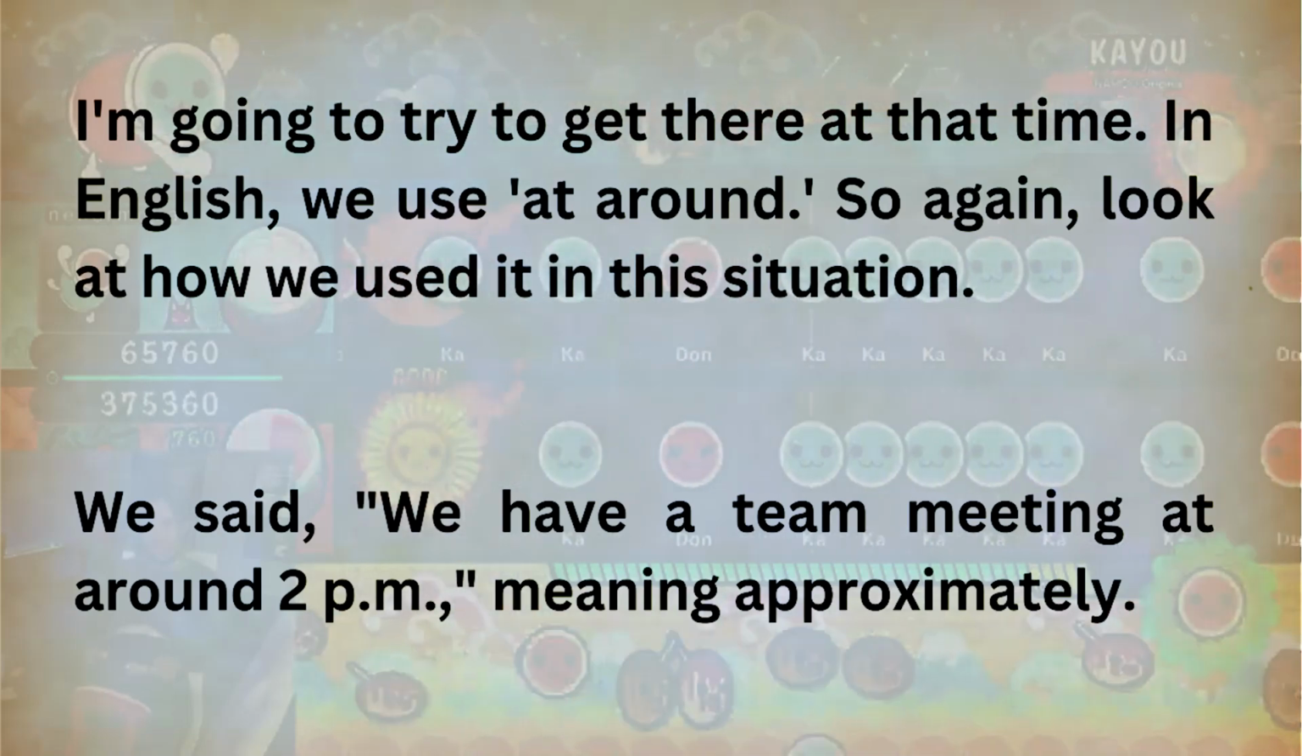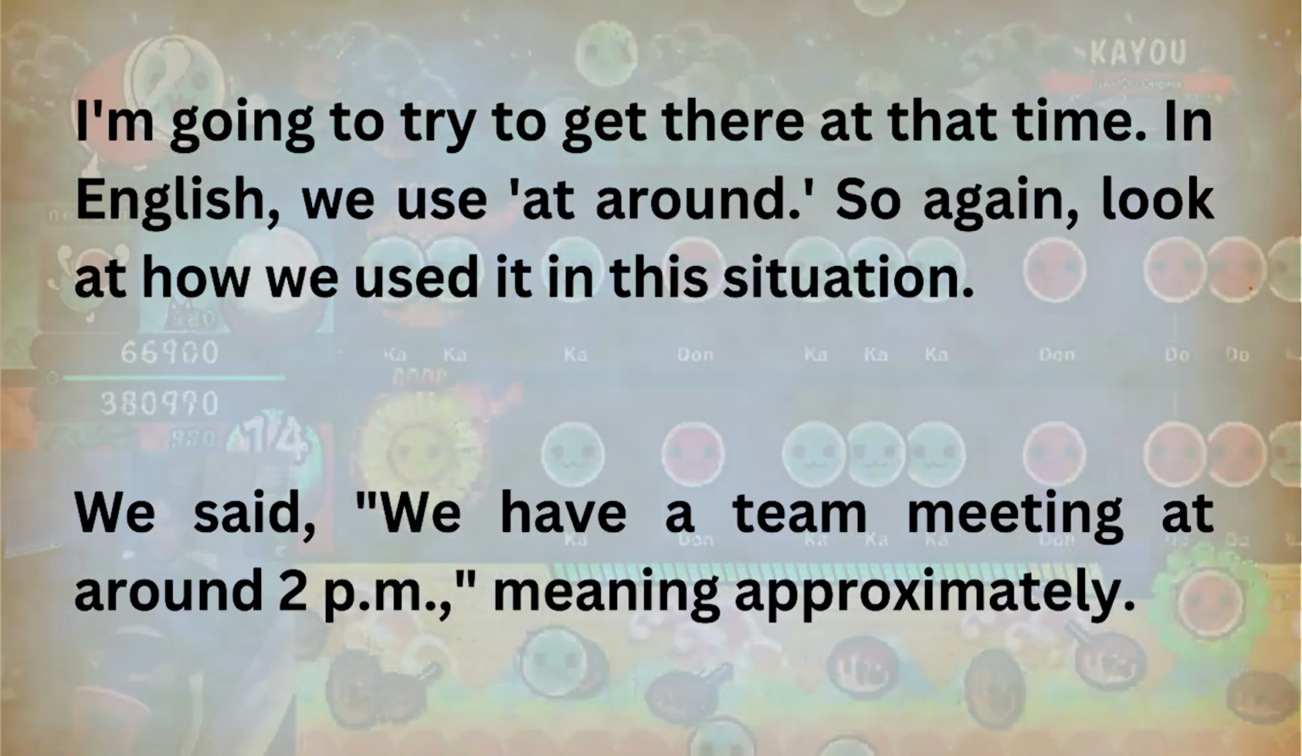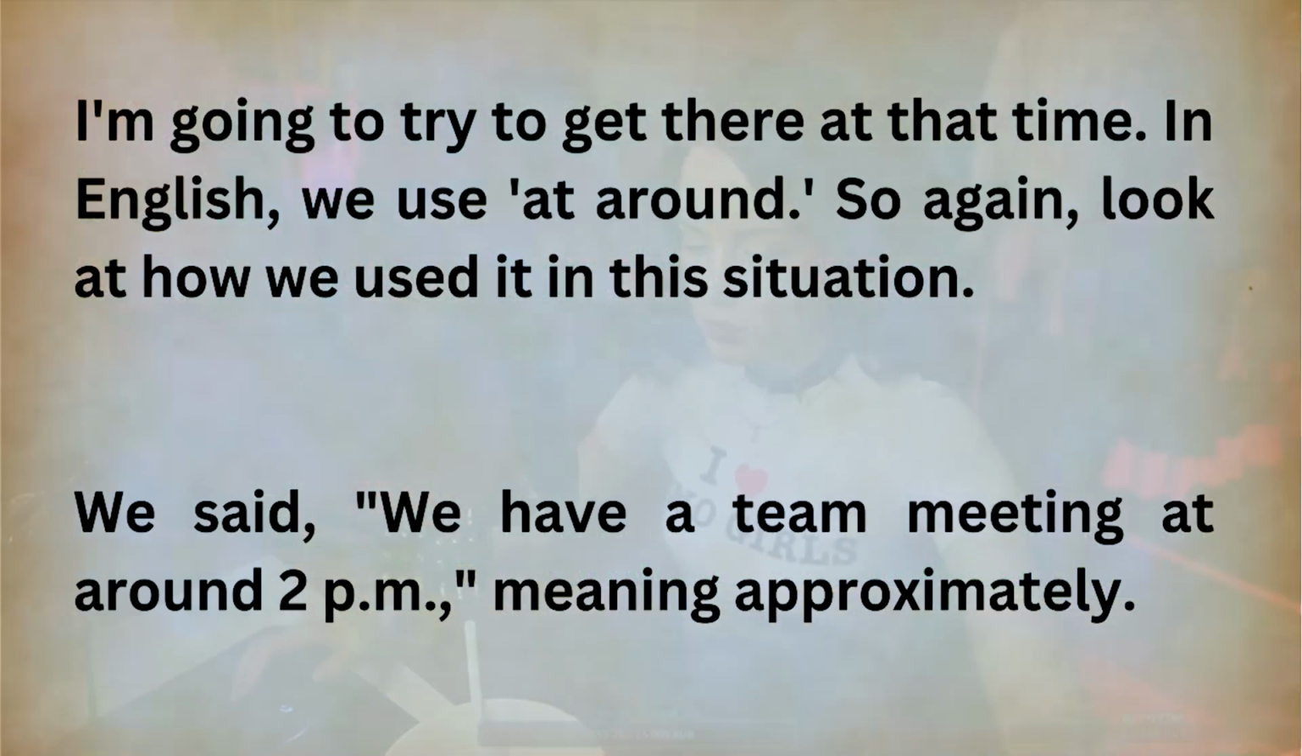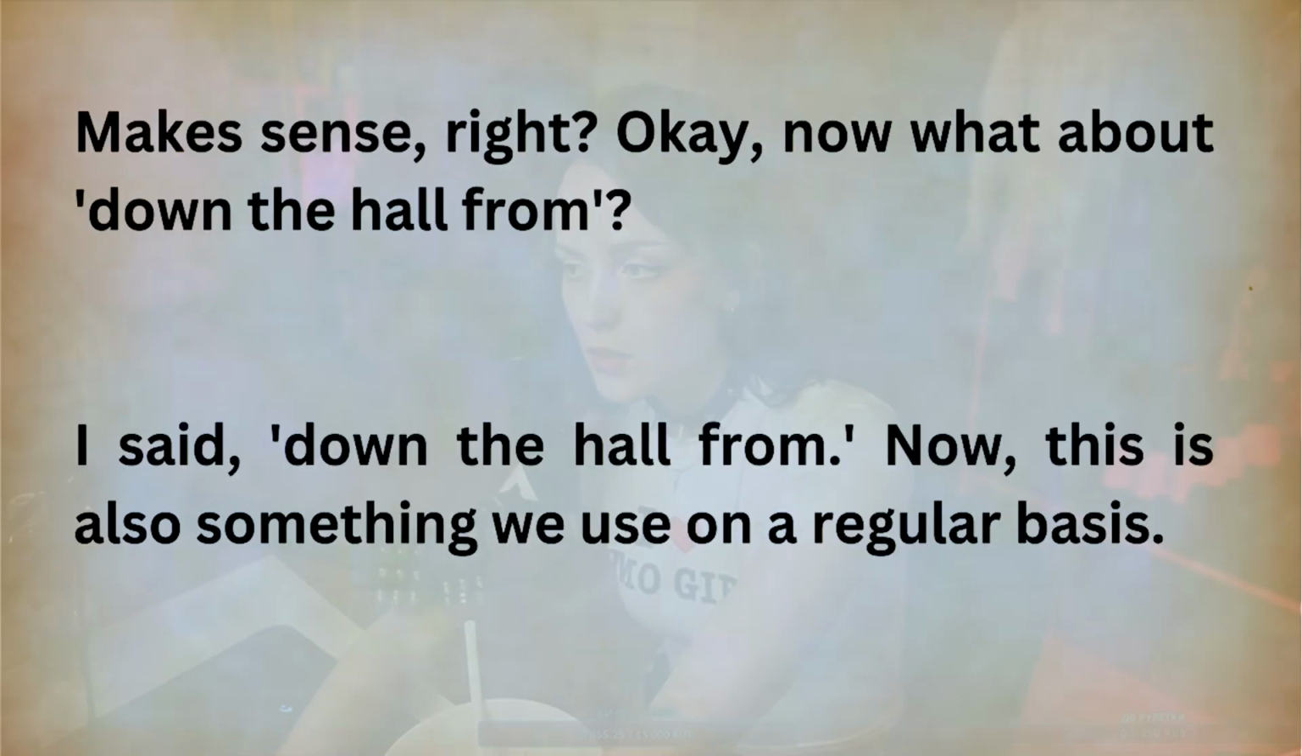In English, we use at around. So again, look at how we used it in this situation. We said, we have a team meeting at around 2 p.m., meaning approximately. Makes sense, right? Okay, now what about down the hall from?